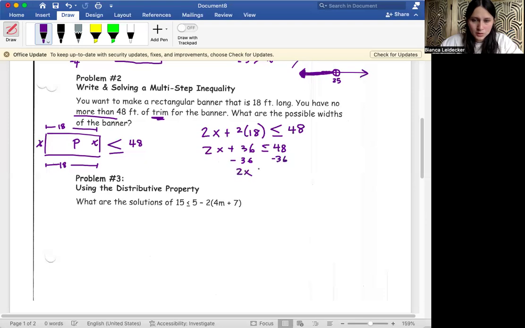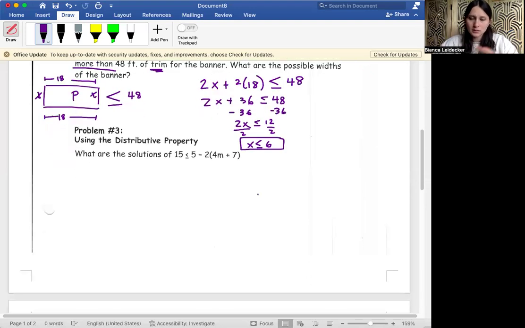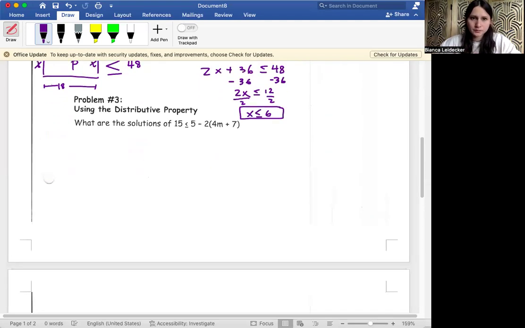Now I'm left with 2x is less than or equal to 12. Divide by 2 on both sides. X has to be less than or equal to 6. If you want to use up the full 48 feet, you could make the width 6 feet, or you can use less than 6 feet for your width and use less of the trim available.